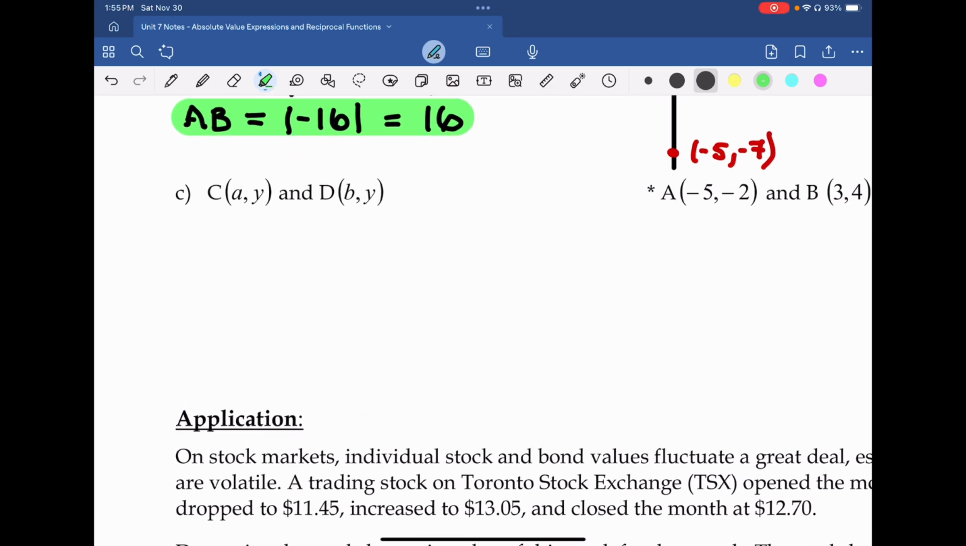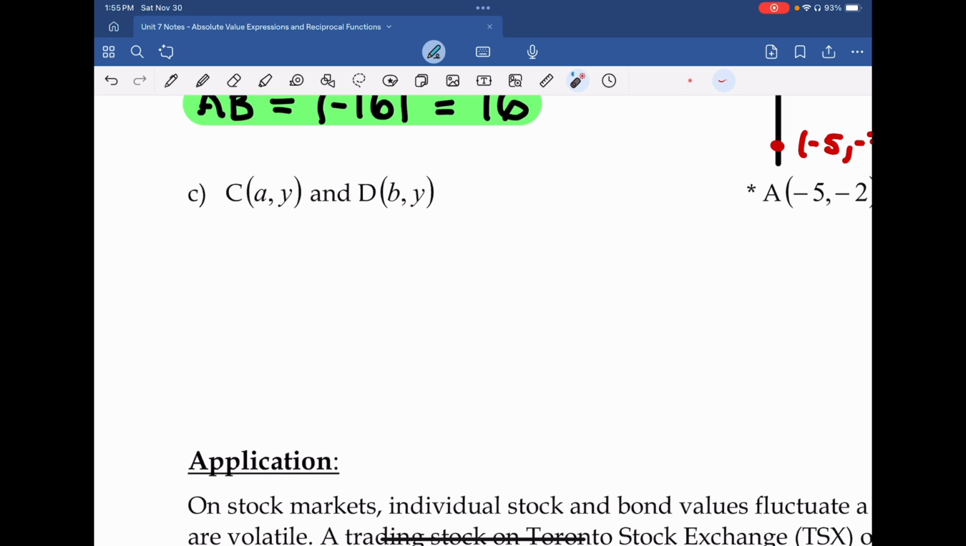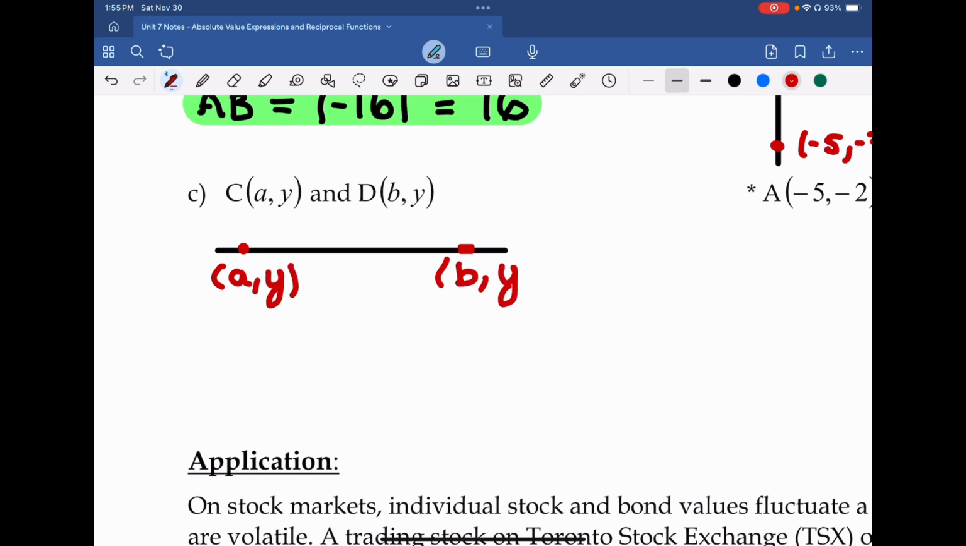Part C involves just more of an arbitrary term, and it says if the y values are the same, and we want to figure out what the absolute value is. In this situation, because C and D involve a B and an A, and we don't really know too much about them, all I know really is that the y values are the same, so the line segment would be horizontal, such as this, and then we would have maybe A and Y on the left, and B and Y over here.